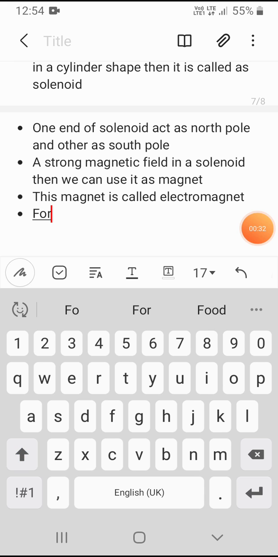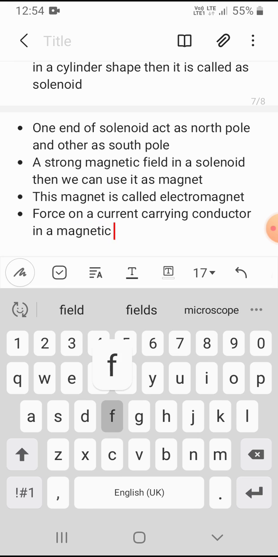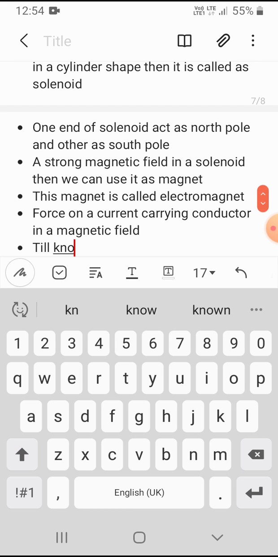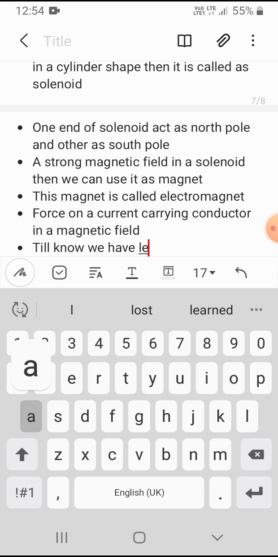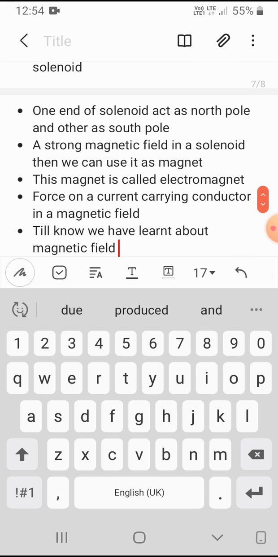So the next topic is force on a current carrying conductor. Force on a current carrying conductor in a magnetic field, the magnet putting a force on a current carrying conductor. Till now we have learnt about magnetic field.